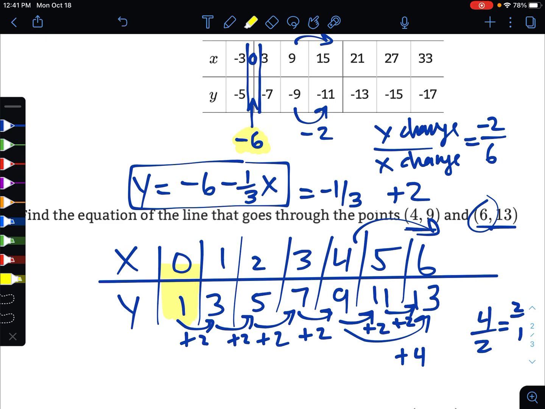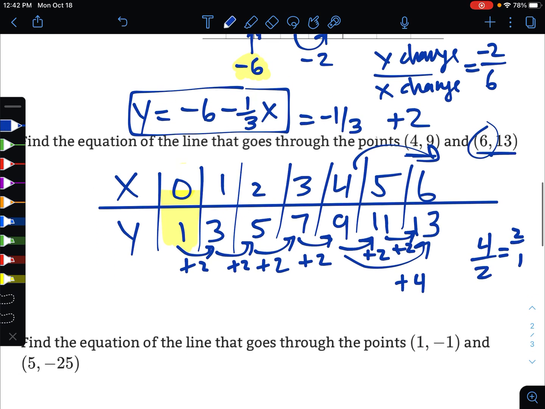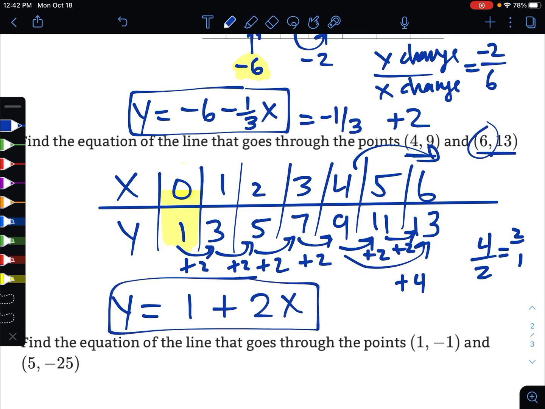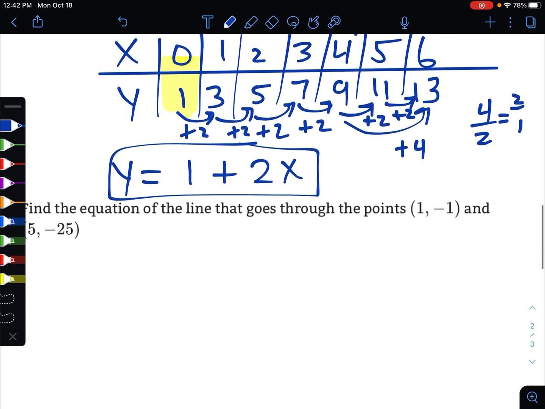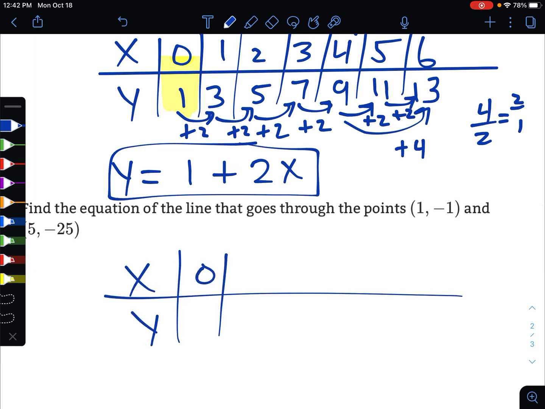So now we've got the y-intercept at 1, and our slope is 2. So our equation would be y equals the y-intercept plus 2 over 1, or 4 over 2, or 2. They're all equivalent. Y equals 1 plus 2x. For the last one here, very similar. Let's make a table. Let's make sure we got room for 0 on there.